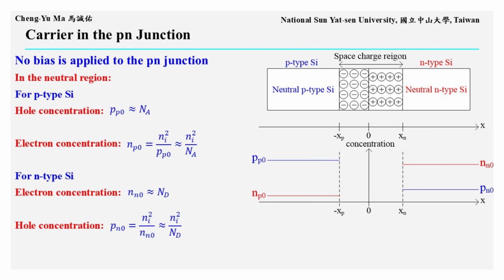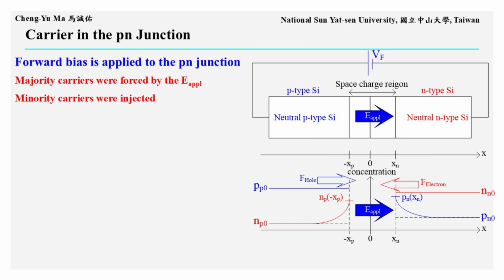Under thermal equilibrium, which is the stable state without bias, the carrier concentrations in the neutral regions are uniform in space. When a forward bias is applied, meaning that the p-type semiconductor is connected to a relatively high potential and the n-type semiconductor is connected to a relatively low potential, an applied electric field, E applied, is generated inside the PN junction, as shown in the figure. This applied field exerts forces on the majority carriers, that is, holes in the p-type semiconductor and electrons in the n-type semiconductor, pushing them toward the space charge region. These forces are labeled F hole and F electron in the figure.